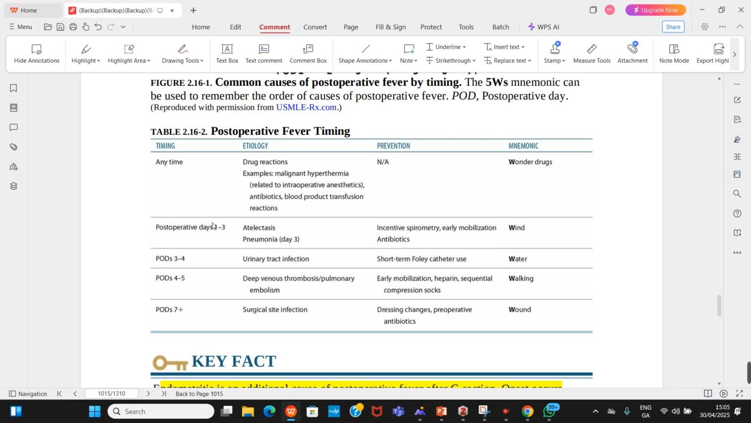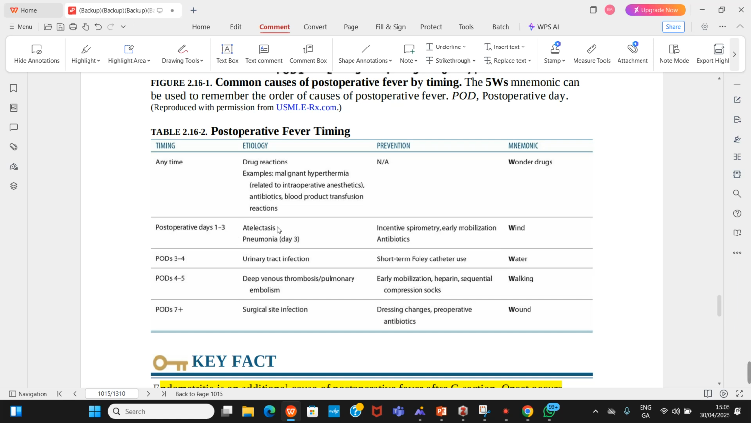So if somebody is moving through air, what are the challenges that can happen in the lungs? Atelectasis or pneumonia. So I see somebody having fever within 1 to 3 days of the surgery, I think about atelectasis or pneumonia. Either the lung has collapsed or the person is having pneumonia. So best next step, I want to order a chest X-ray. Let me see what is happening in that lung.